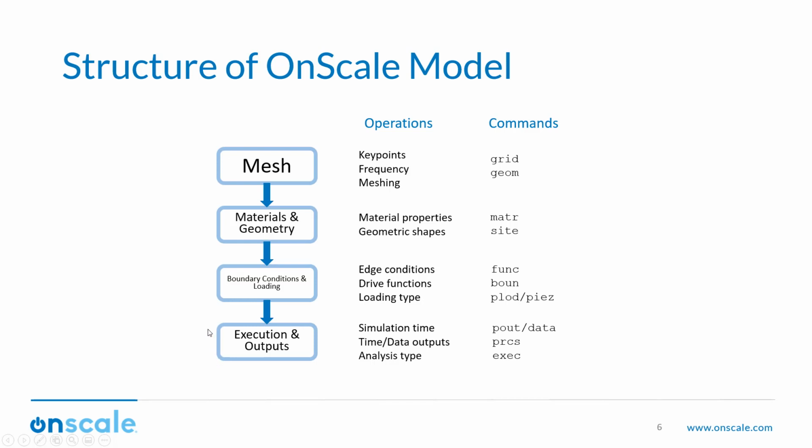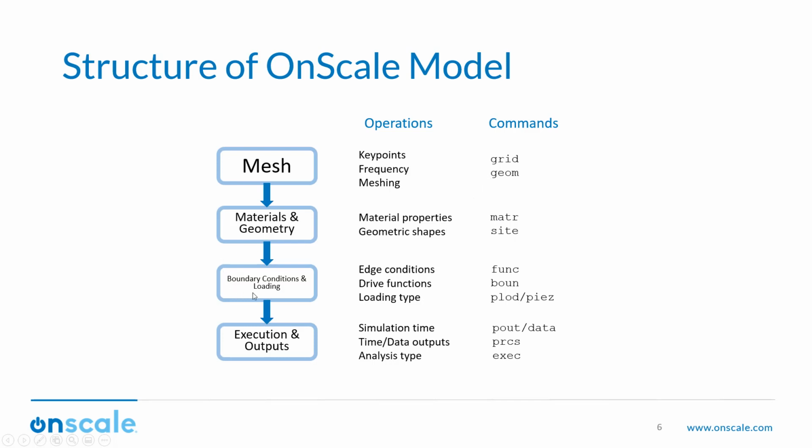Generally, the way it is structured in an analyst file is the following. First, you have your mesh, which contains points, nodes, elements, all that. And this is generated using mainly two commands, the grid and the geom commands. Then you have your material and the geometry. So material properties are associated with the mat command, like material. And the site command is here to assign the material to your geometry.